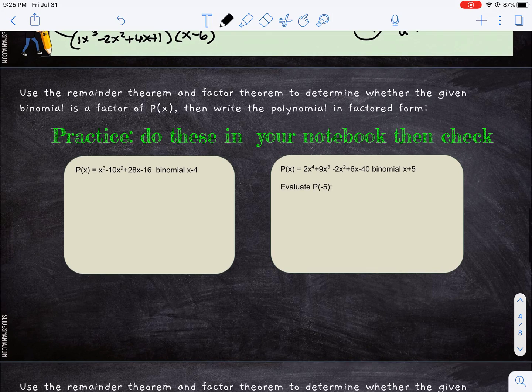Okay, so I'm going to have you try these two in your notebook. See if any of them are factors. And then the other one there is having you also evaluate. So give those two a try.